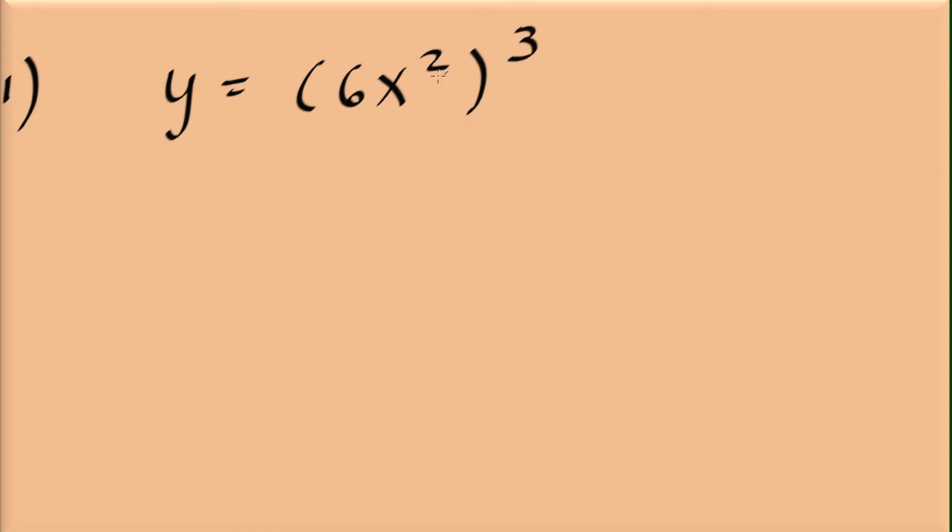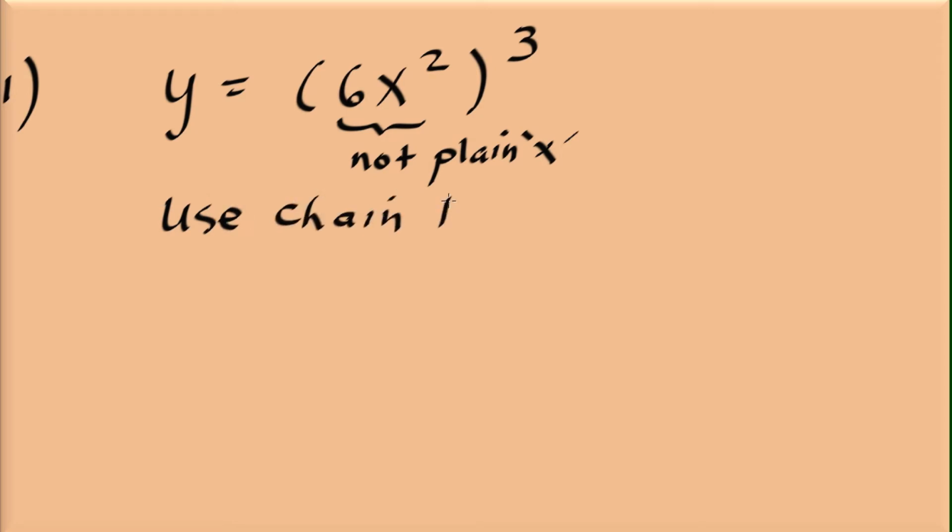Let's look at example number 1. If we have this function 6x squared raised to the third power, you can see that the base is no longer plain x. So we have to use the chain rule, which is like a generalized power rule.